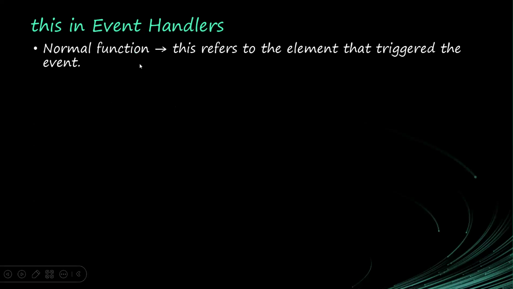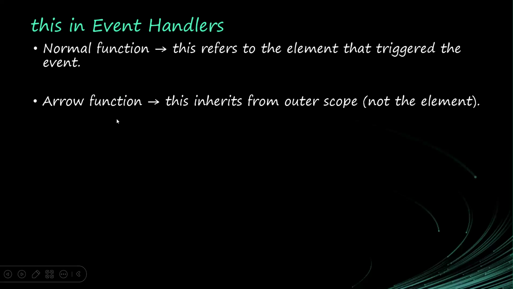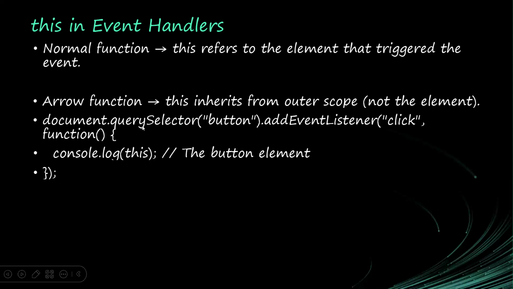So this keyword in event handlers: in a normal function, this refers to the element that triggered the event. But for an arrow function, this keyword inherits from the outer scope, not the element. In this case, we are saying document.querySelector, selecting a button, and adding the click event listener. Then we are using a normal function as the callback function for our event handler. So this keyword will refer to the button that we selected.